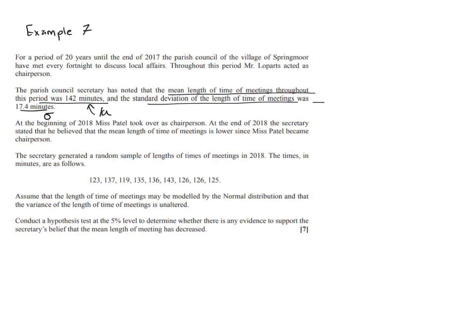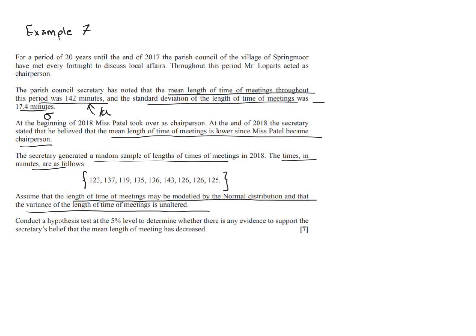So at the beginning of 2018, Ms. Patel took over as chairperson. At the end of 2018, the secretary stated that he believed that the mean length of time of meetings is lower. So there's an assumption here that will form our alternative hypothesis. The secretary generated a random sample of lengths of times, and the times in minutes are as follows. So here's our random sample. Assuming that the length of time of meetings may be modelled by the normal distribution and the variance of the length of time of meetings is unaltered, conduct a hypothesis test at the 5% level to determine whether there is any evidence that the mean length of a meeting has decreased.